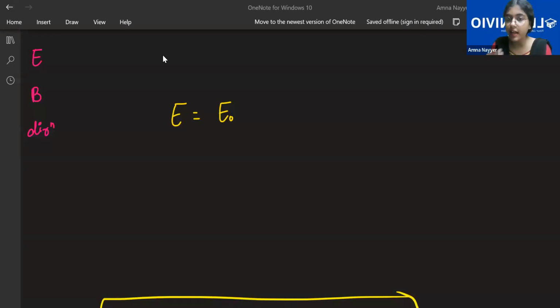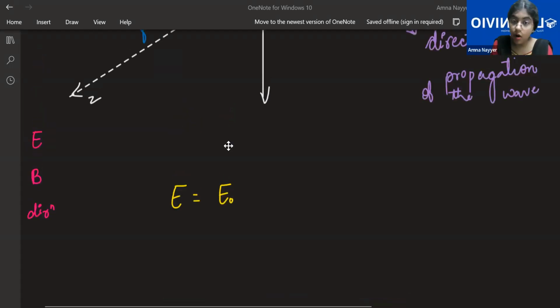Yes, ma'am. Average value in terms of the peak value. So that was the peak value of current, peak value of EMF. This is the peak value of electric field. E naught is here.